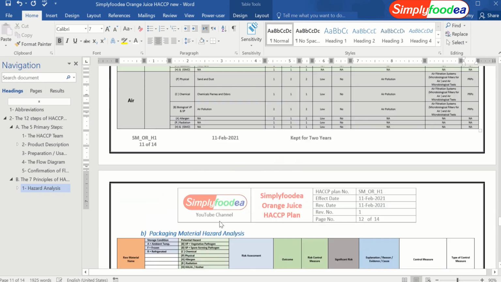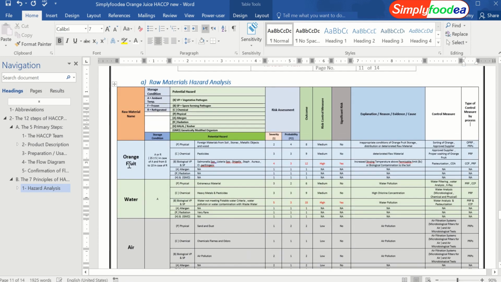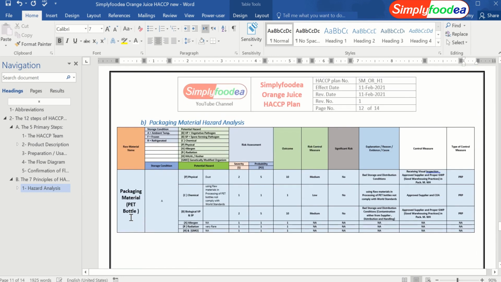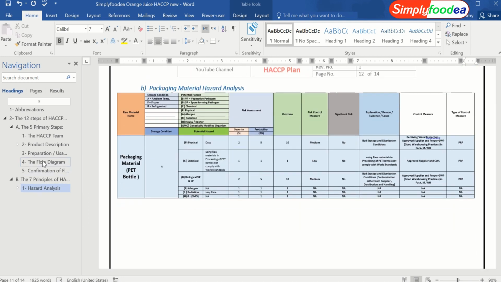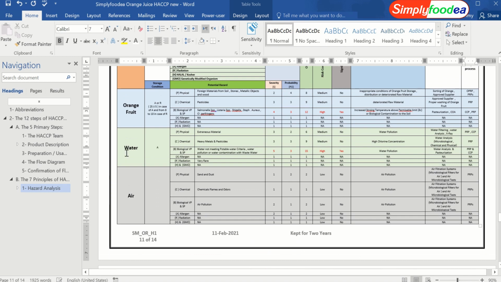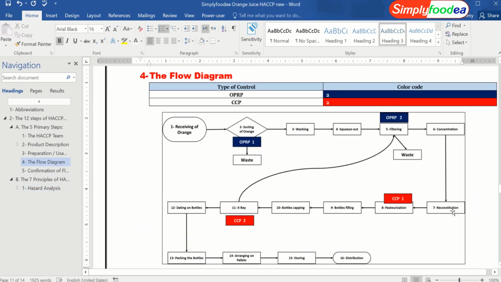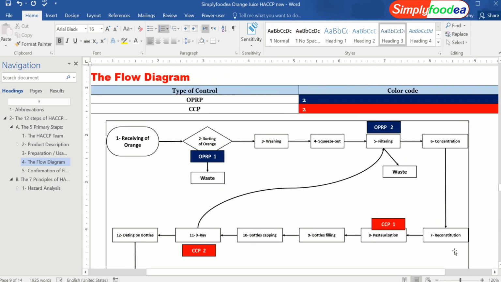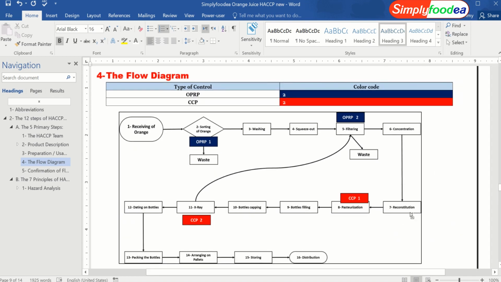This is all the raw materials and packaging material: orange fruit, water, air, and packaging material. You can ask yourself where we are using the water. You can find it here, in the reconstitution part, because the concentration is the removing of the water and the reconstitution is the addition of the water.